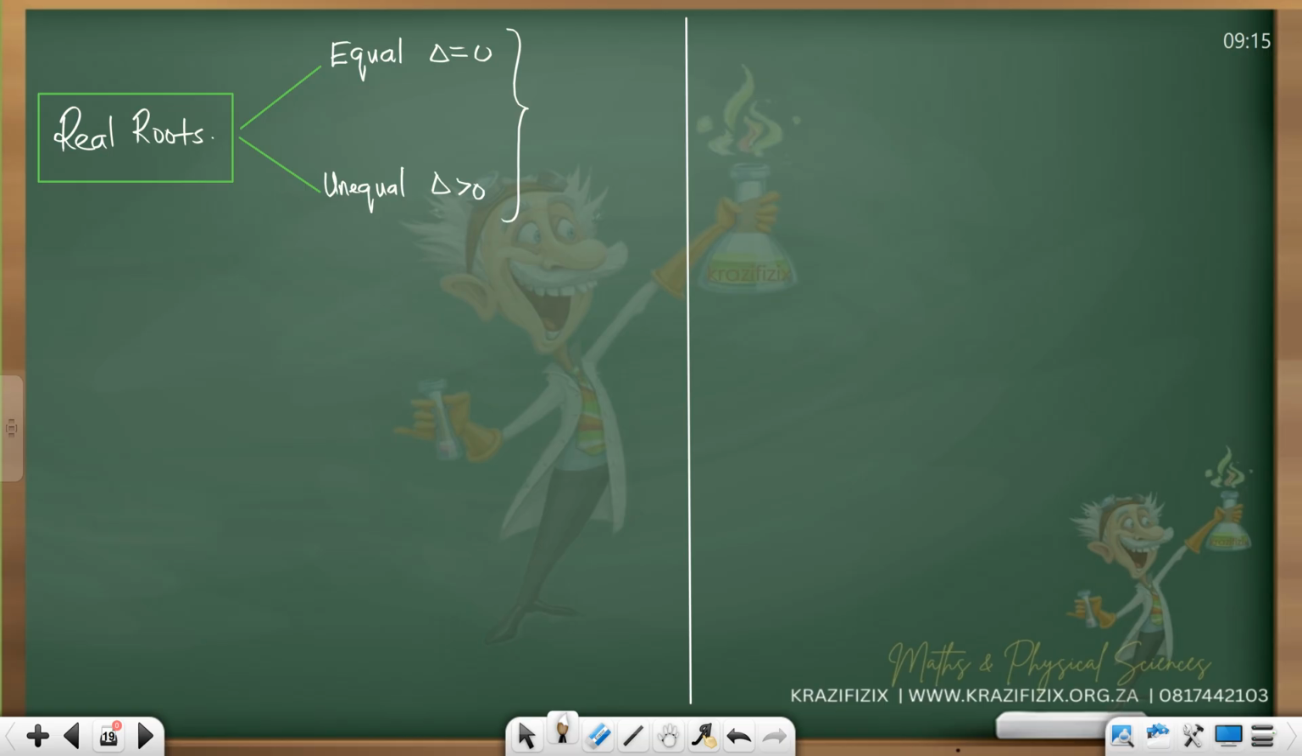But combined, for real roots, it means the discriminant must be greater than or equal to 0. That's our first conclusion for the day. For the roots to be real, the discriminant must be greater than or equal to 0.